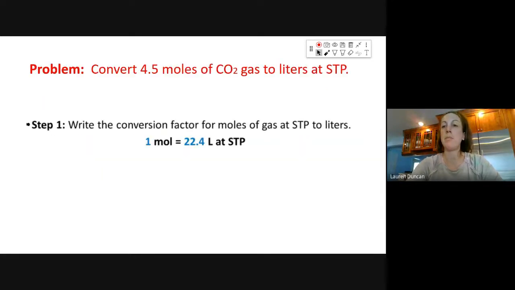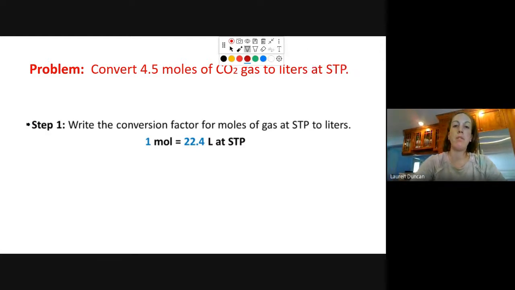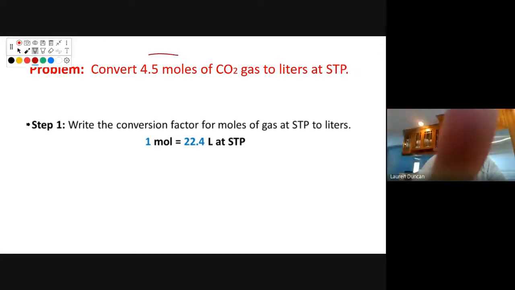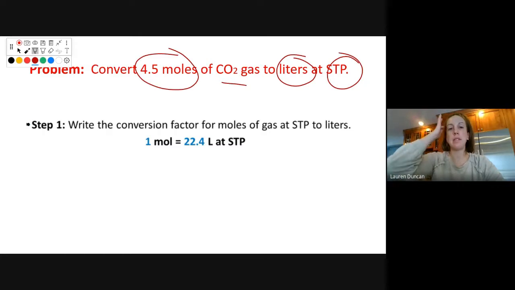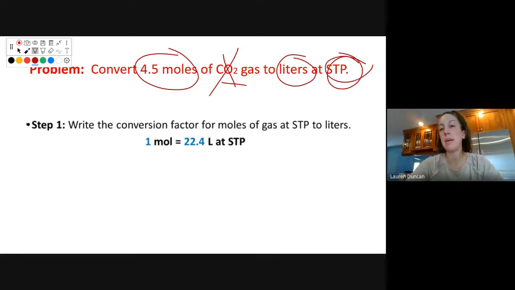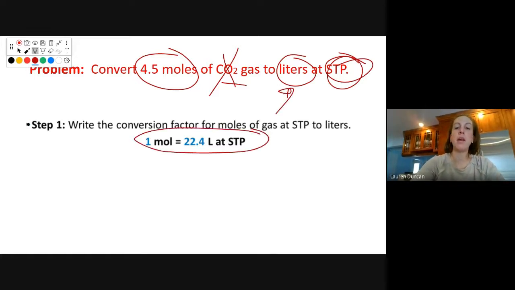All right, so a sample problem. Let's say I wanted to convert 4.5 moles of carbon dioxide gas to liters if the gas was at standard temperature and pressure. It doesn't really matter that it's carbon dioxide gas, as long as I see that whatever gas in the problem is at STP, and I know I'm going to convert between moles of that gas to their equivalent liters in volume, I can use this relationship.